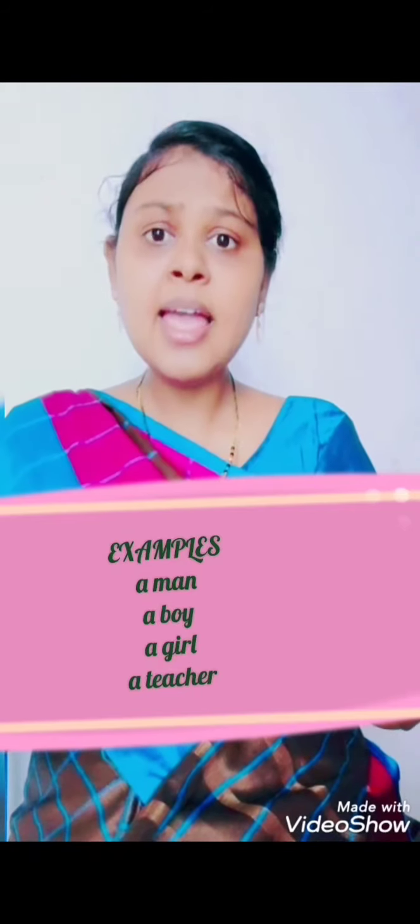Now I will give you a few examples for concrete nouns. If we talk about people, you could say a man. A man is a person. So you can say a man, a boy, a girl, a teacher. These are the examples for people.